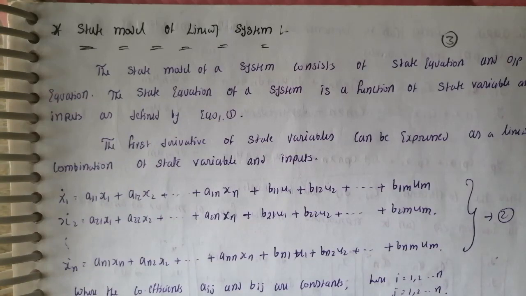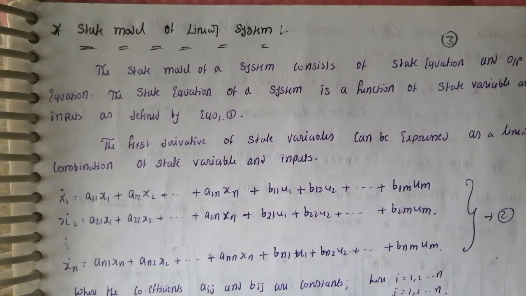Let me see how we can denote the number of state variables and number of inputs in the state model. See here, the state model of a system consists of a state equation and an output equation. I already said it is a combination of two equations. The state equation of a system is a function of state variables as well as inputs, as defined by equation 1. So previously we discussed, right?